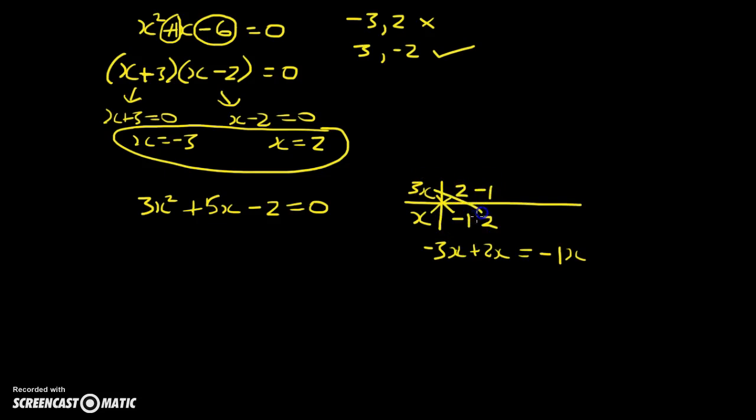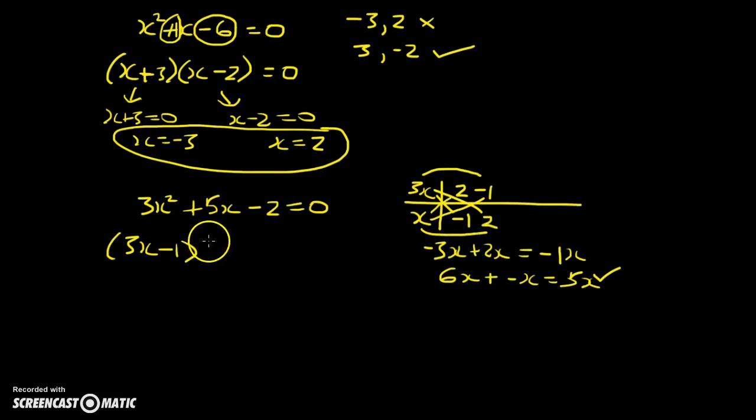So 3x multiplied by 2, that's 6x. Add x multiplied by negative 1, negative x. So 6x subtract x, 5x, excellent. That's going to work. So our brackets are, there's the top one, 3x subtract 1, and the bottom one, x add 2.